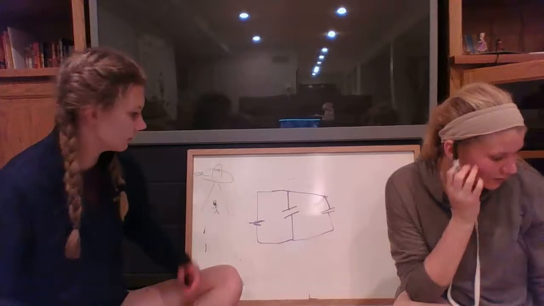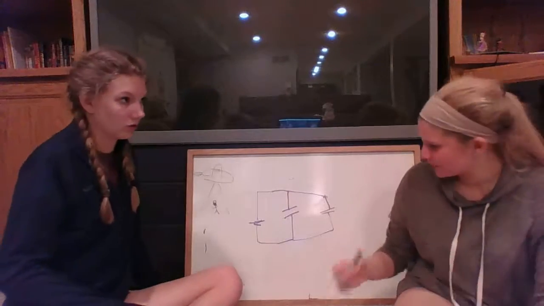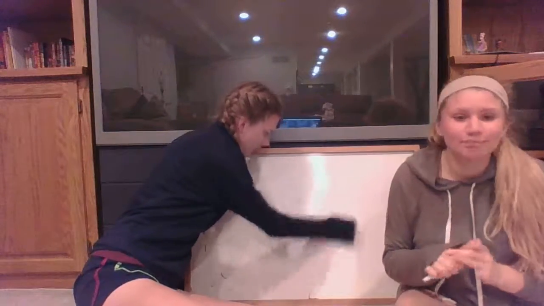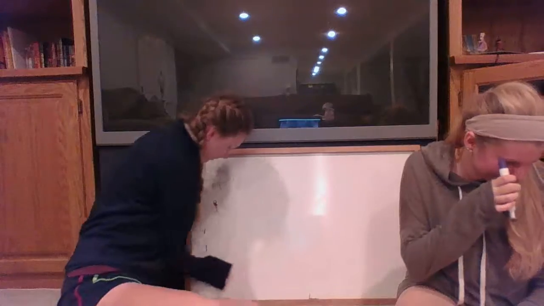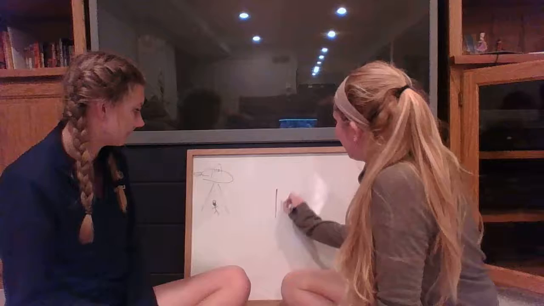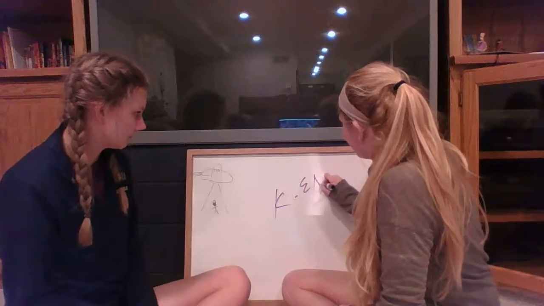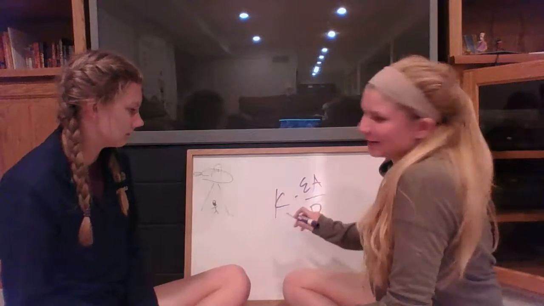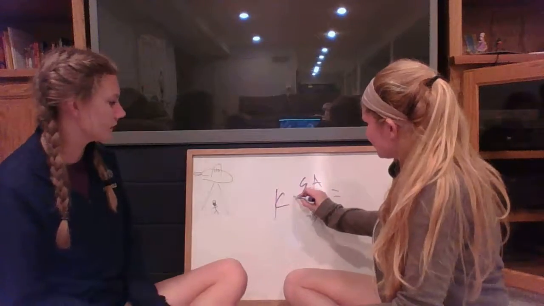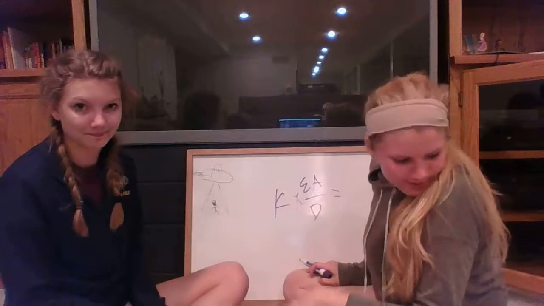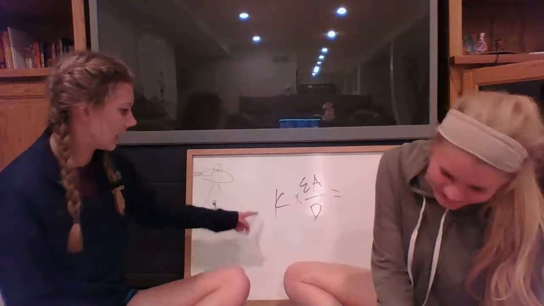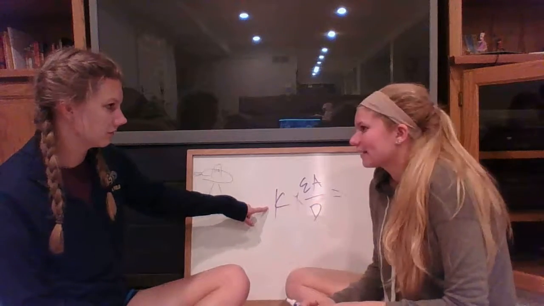So, capacitance. Important equation to note. Q equals CV. And C is equal to K times epsilon A over D. Let's see where I get that from. Is K the constant? Yeah. Okay.